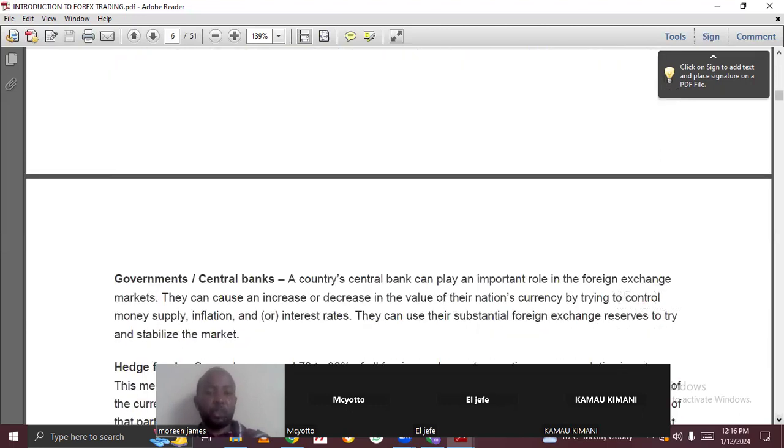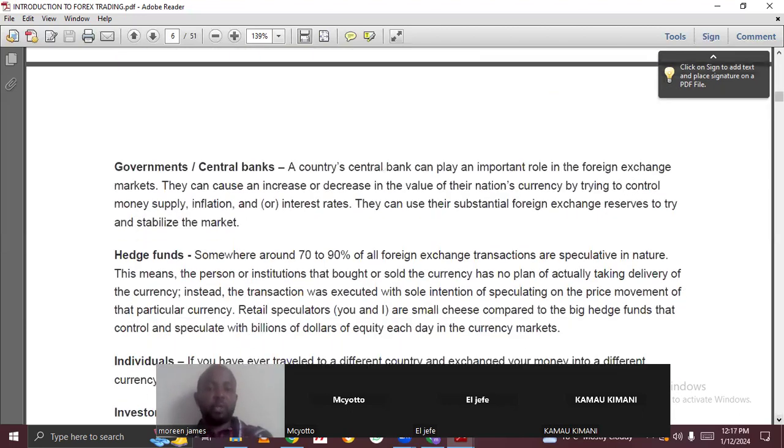Governments also, central banks, interest rates. For you to borrow a loan, you have to go look for the interest rates. A country's central bank can play an important role in the foreign exchange market. This is what I was saying: they can cause an increase or decrease in the value of a nation's currency by trying to control money supply, inflation, and or interest rates.